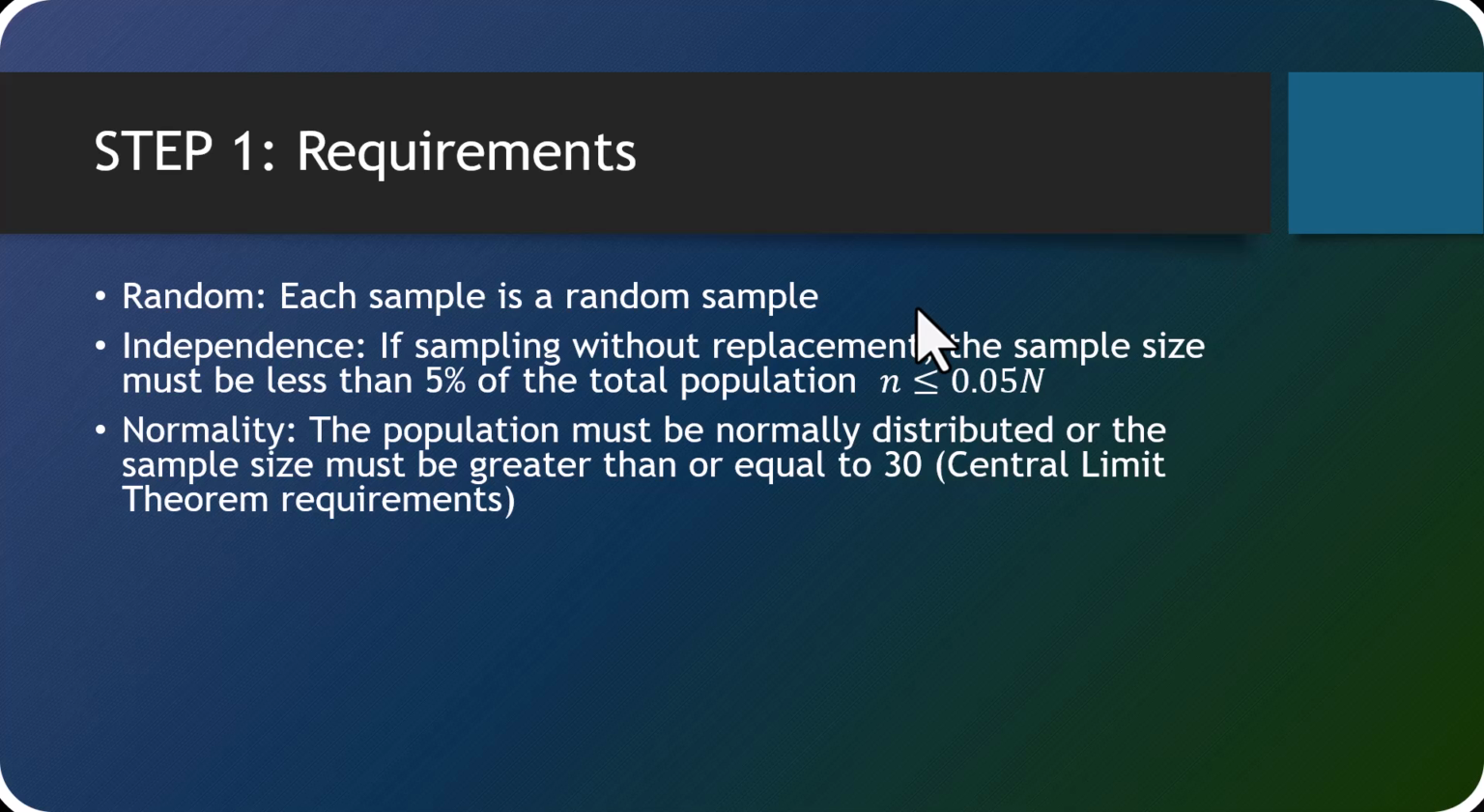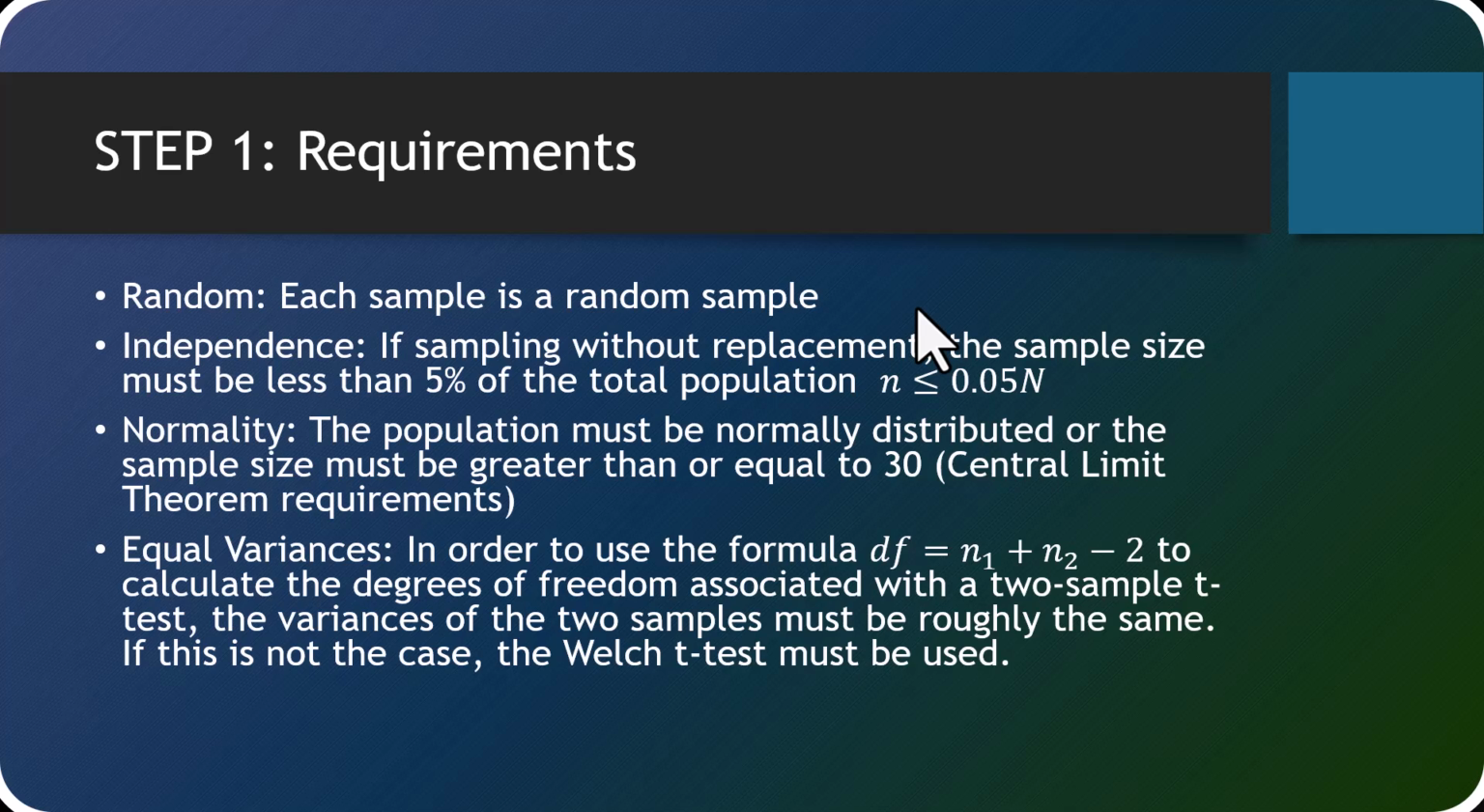So if we are going to model this using either a t distribution or a z distribution, we say that the population has to be normally distributed or the sample size has to be greater than 30. And remember, that's the requirement of the central limit theorem.